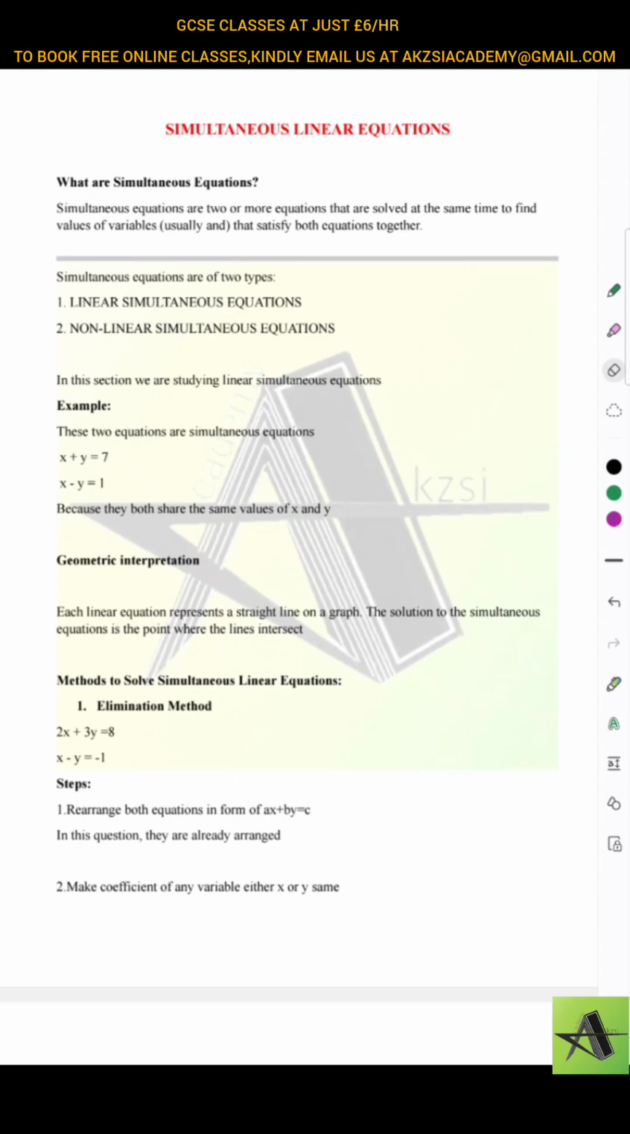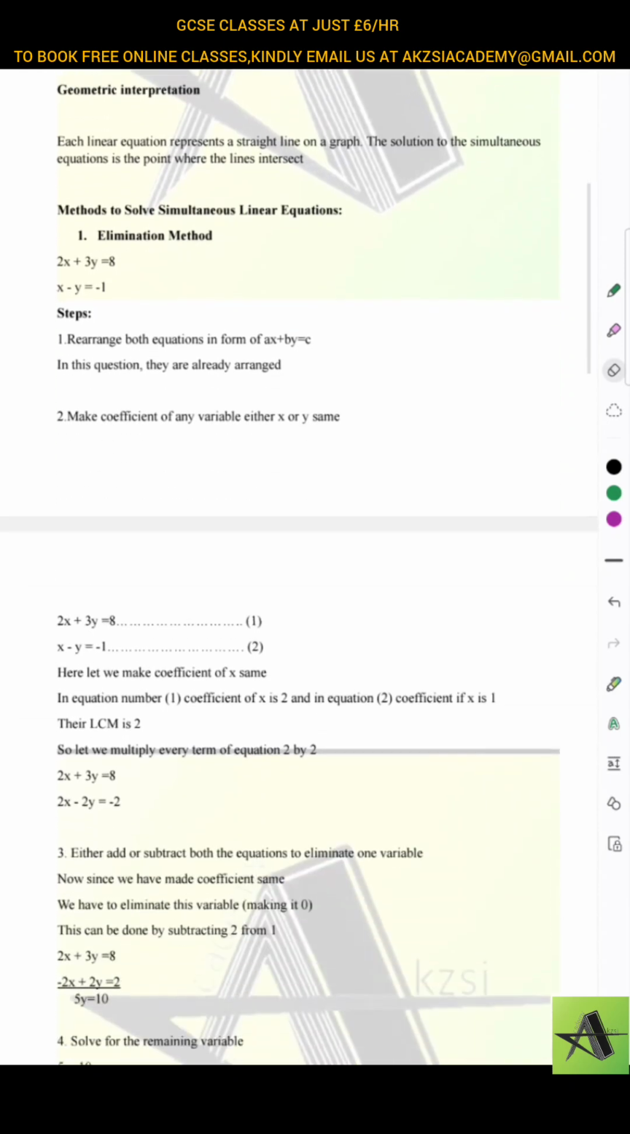And also the graphical interpretation. So we are going to solve linear simultaneous equations by two methods here: elimination and graphical. And when we do non-linear, there you have to specifically use the substitution method. You can't apply the elimination method there. So let me see what exactly the elimination method is.